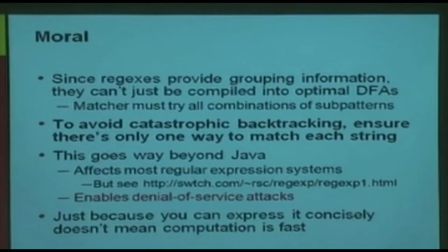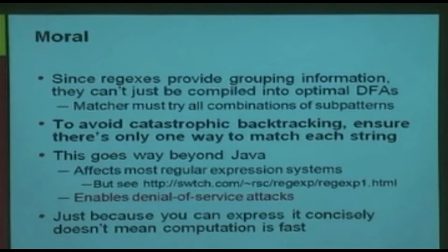So, to avoid catastrophic backtracking, ensure there's only one way to proceed at every layer in the match. Make sure that when you have these kind of A or B or C things, you never have a substring that could match multiple ones of those things, because that's what causes the exponential blow up in the tree. And it goes way beyond Java.